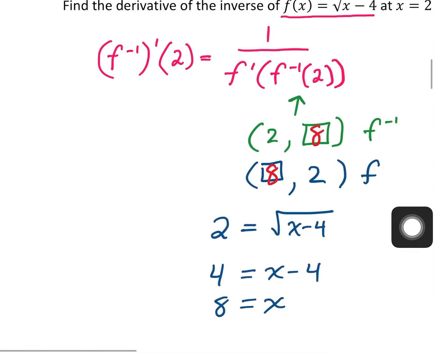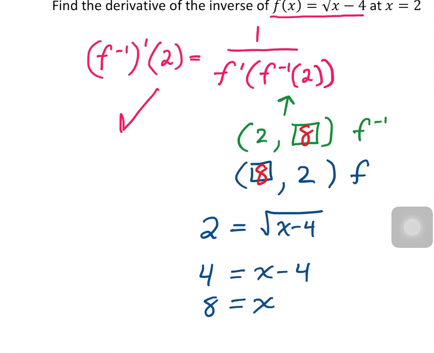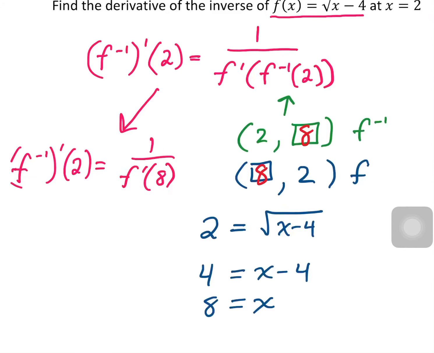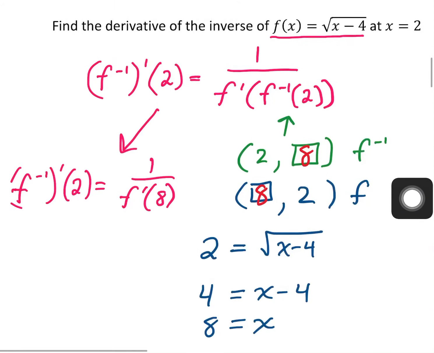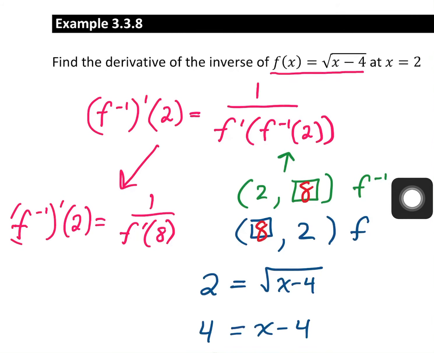So then I'm going to continue to work on this pink expression: f inverse prime of 2 would equal 1 over f prime of 8, because 8 is what f inverse of 2 is. Now let's take the derivative of f of x. I'll do that right up here so I can save some room.